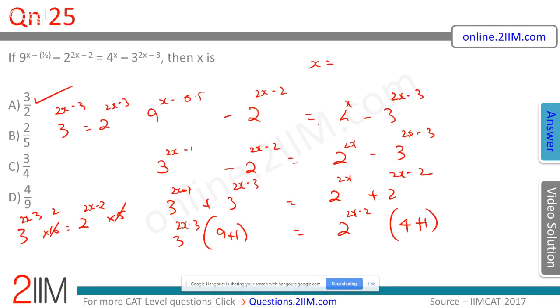But x is 3/2. 3/2 minus 1/2 is 1. 9 power 1 minus 2 power 2. 3 minus 2 is 1 equals 4 power 3/2. 4 power 3/2. Okay. Minus 3 power 3/2. 3 minus 3 is 0. 9 power 1 minus 2 power 1 is 9 minus 2 is 7, which is nothing but 8 minus 1, 7. Yeah, that works.